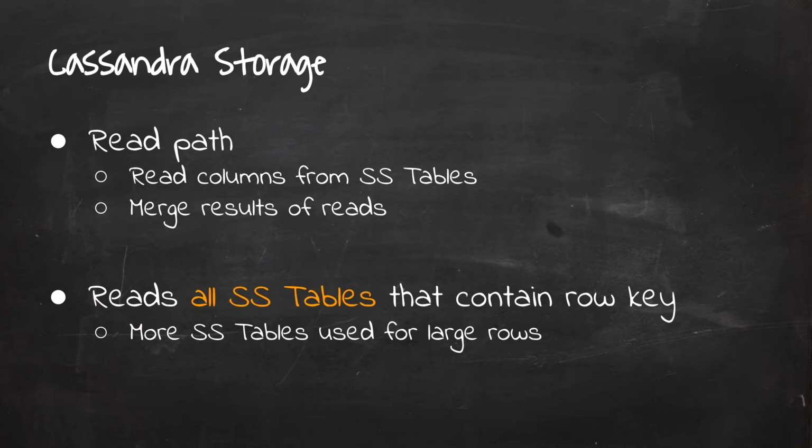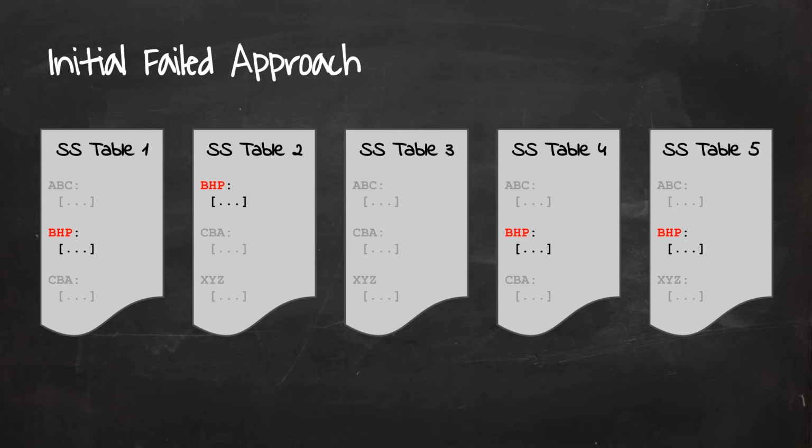To give you an example, if we looked for BHP in our failed data model, you'd have to go through the first SS table and go, yep, BHP's there, I'll use that. I'll go to the second SS table, BHP's there as well, I'll use that as well. Third one, I can skip, it's not there. Fourth and fifth one, yes. And so it was collating all this data, merging it all together, and then sending it back to us.